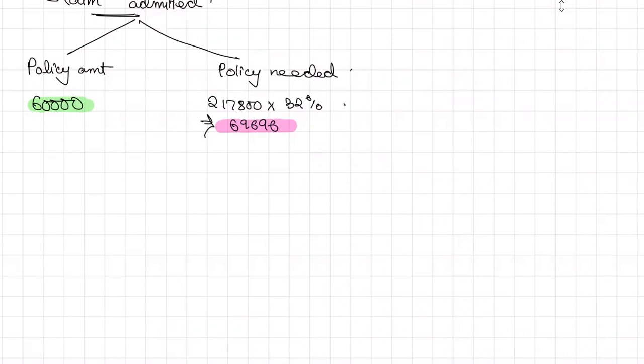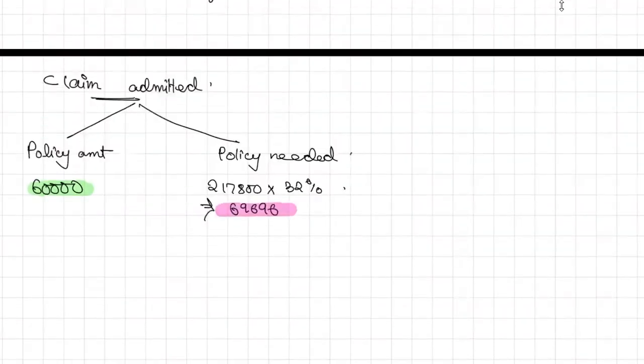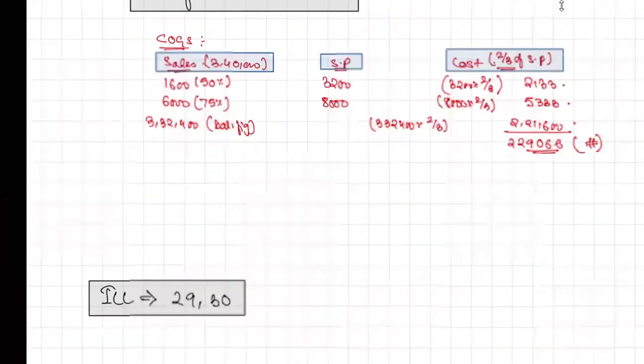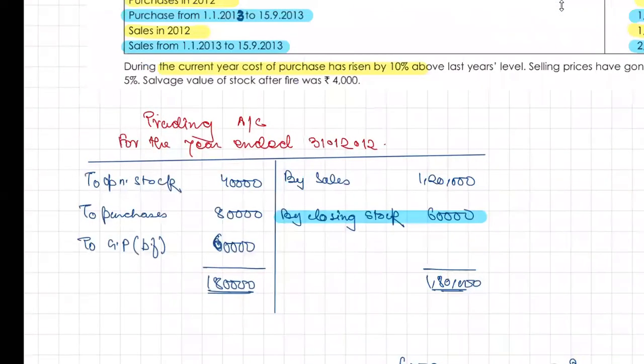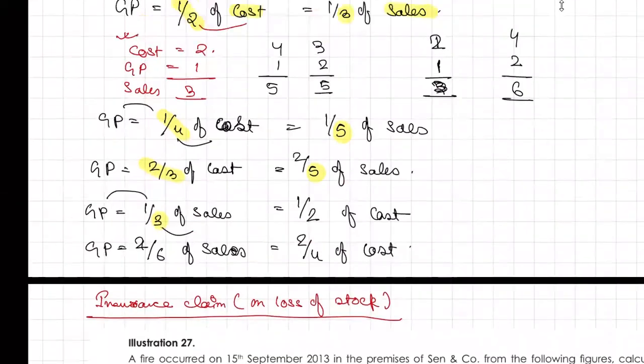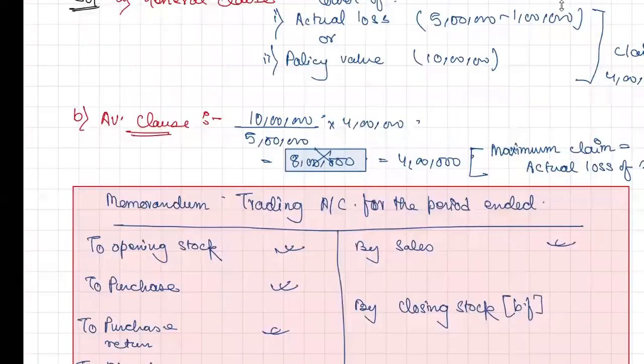वो कैसे कैलकुलेट करते हैं? 69,696 divided by 60,000 into 100. नहीं, ये क्या, तो परसेंटेज निकल जाएगा. हमने ये लॉस ऑफ स्टॉक में कर रखा है जब पॉलिसी निकालते हैं. You have done this in loss of stock case. कहाँ लिखा था मैंने?